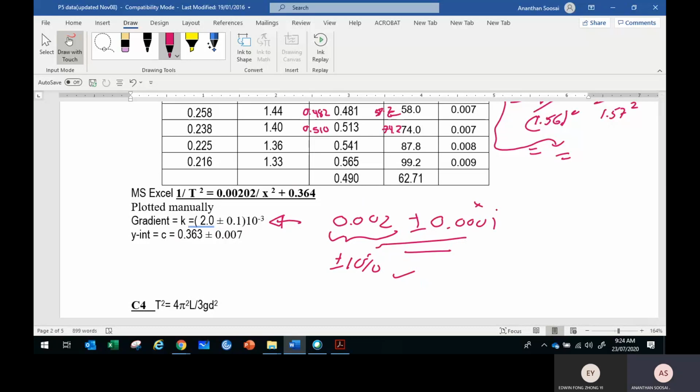Not even once have I come across them giving an error value. They always say how the student finds the error, what method they use, and that is given the mark. But the value, they give a range. In this case, for 0.002, they give a range, normally 10%. So you check your gradient: do you fall within plus or minus 10% of 0.002? Then you get the accuracy mark.